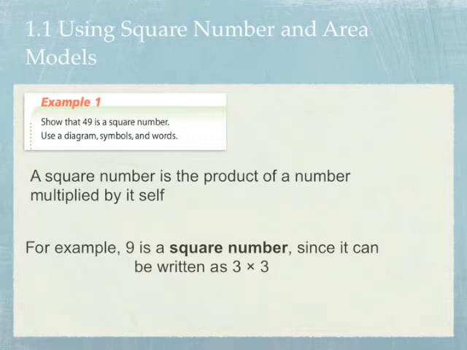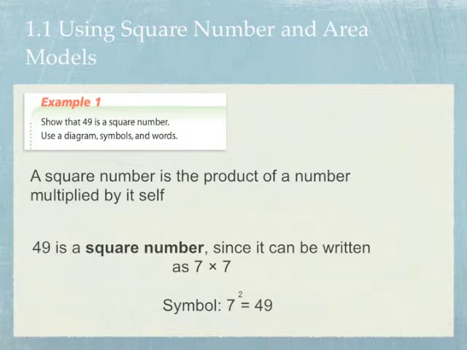Well, if we look at this example, we can say that 9 is a square number. That's because 3 times 3 is 9. So the same number multiplied by itself, being 3, gives us the product of 9. And we can also show that as a symbol right here. We can say that 3 squared, which is the 2 floating on top of the 3, is equal to 9.